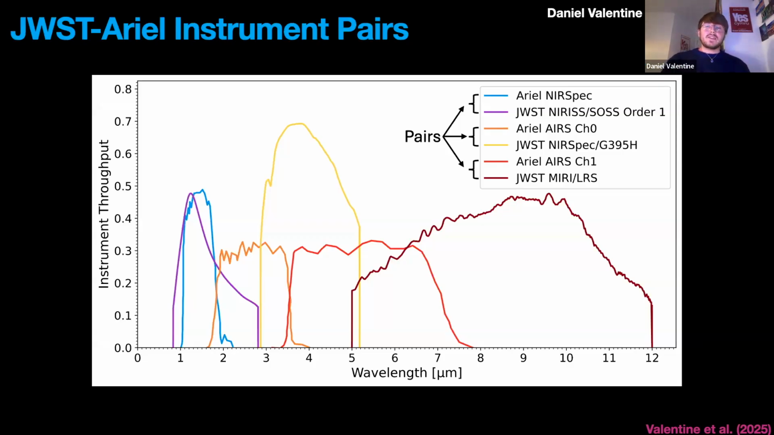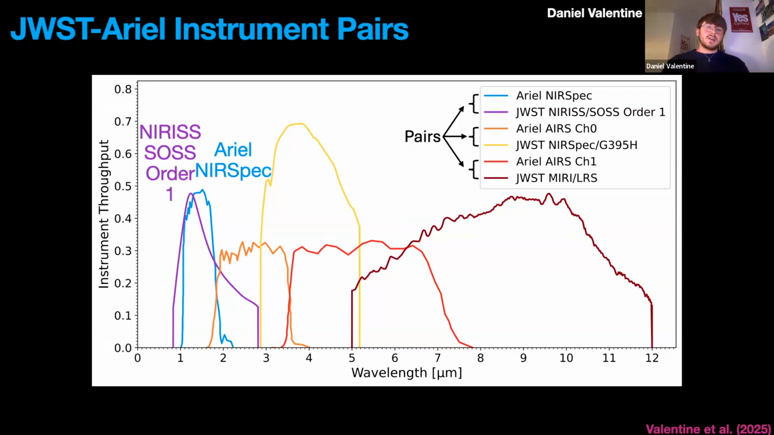So what we want to do is take these test case maps and simulate them as we would observe them with Ariel. So the first step is to determine which Ariel spectrograph is the best match for the original JWST spectrograph that was used to obtain the map. So for MIRI LRS, that's AIRS channel 1. For NIRSpec G395H, that is AIRS channel 0. And for NIRISS SOSS order 1, it's Ariel's NIRSpec instrument.